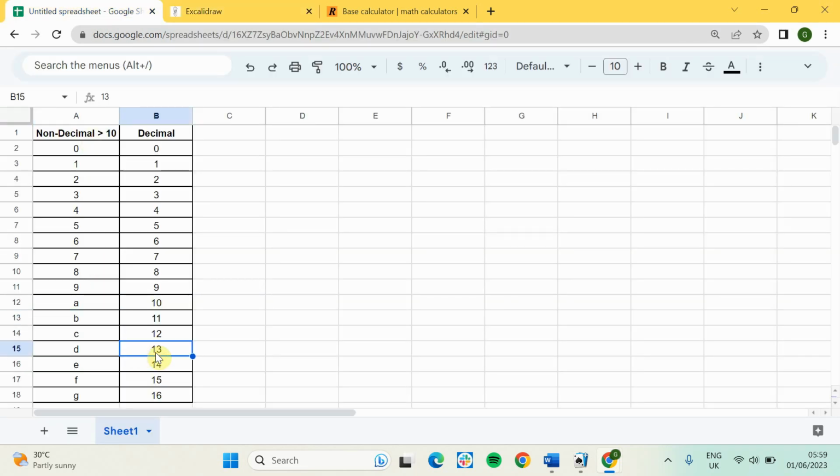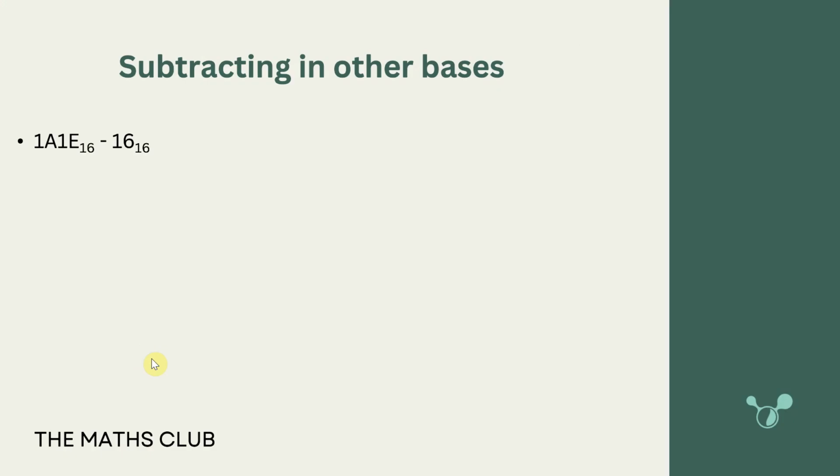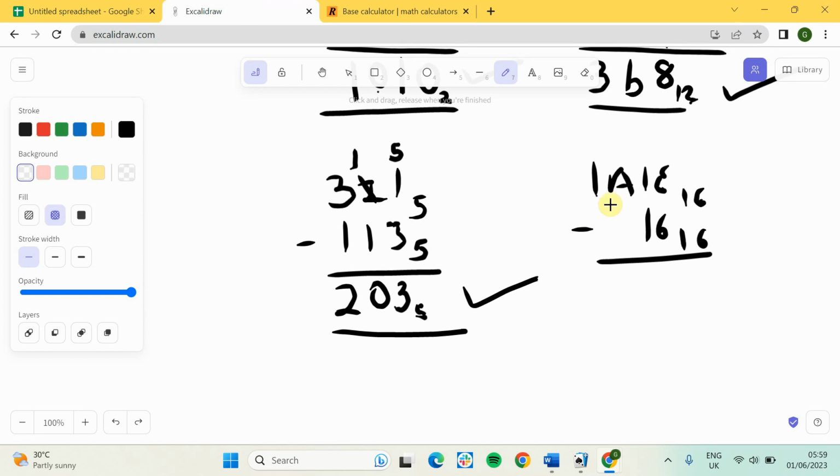E in non-decimals greater than 10 is what? Is 14. Great. So we have 14, right? So that will be 14 minus 6. 14 minus 6 is what? That is 8, right? 8 in base 16.